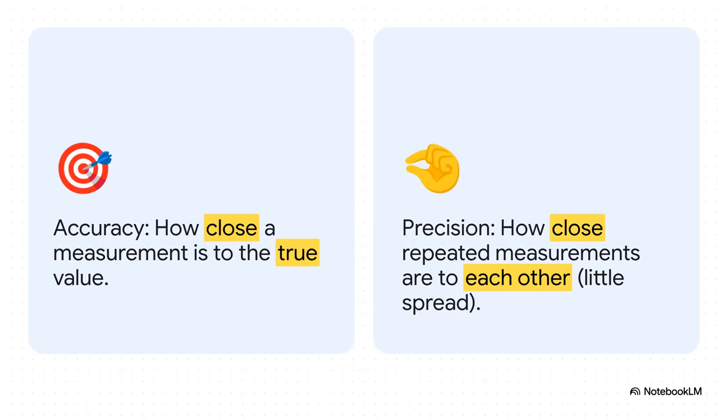Okay, this one trips people up all the time, but it's actually pretty simple. Imagine you're shooting arrows at a target. Accuracy is how close you get to the bullseye. That's the true value. Precision is how close all your arrows are to each other. You could have a really tight cluster of arrows, which is super precise, but if they're all in the top left corner, you're not very accurate, are you? In science, we want both.